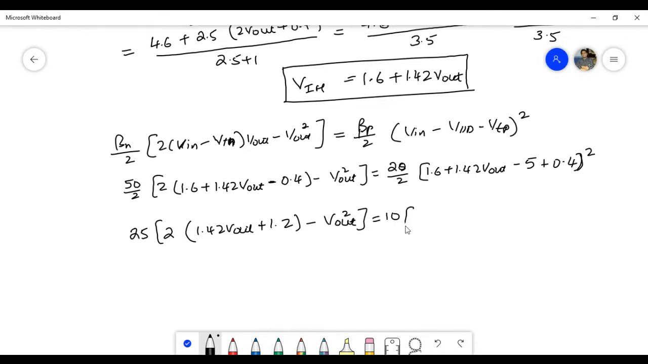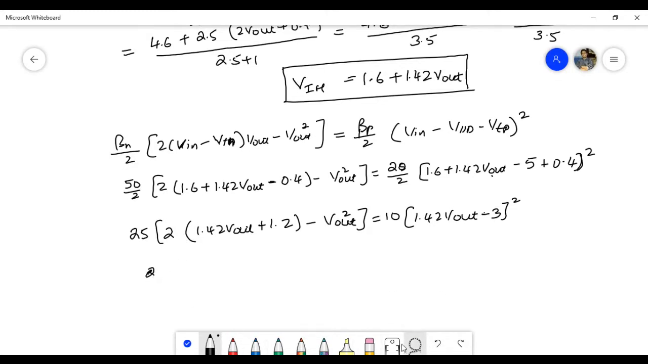So this will be 10. 1.42 V out. This is 1.42 V out minus 5 plus 0.4, minus 4.6. Minus 4.6 plus 1.6 will be how much? Plus 5, plus 3, sorry, minus, minus 3 whole square, right? Yeah. So it will be when we multiply this 25.